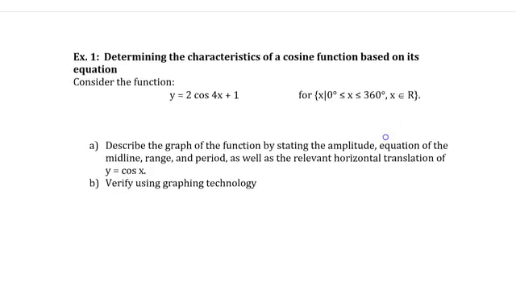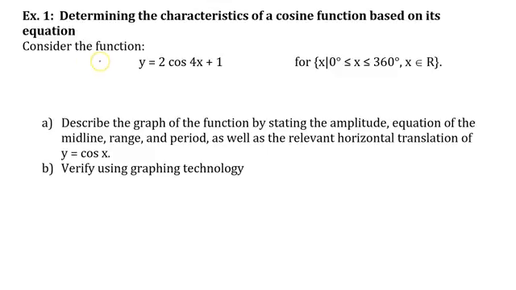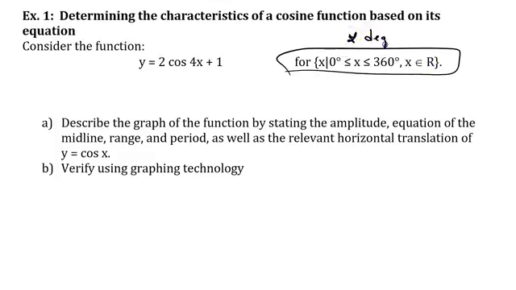Let's look at example 1. Consider the function y equals 2 cos 4x plus 1, and we're noticing here for the interval between 0 and 360. Notice to identify that this is in degrees. So when we verify it with our graphing calculator, what we're going to do is we're going to make sure that it's set to degrees.